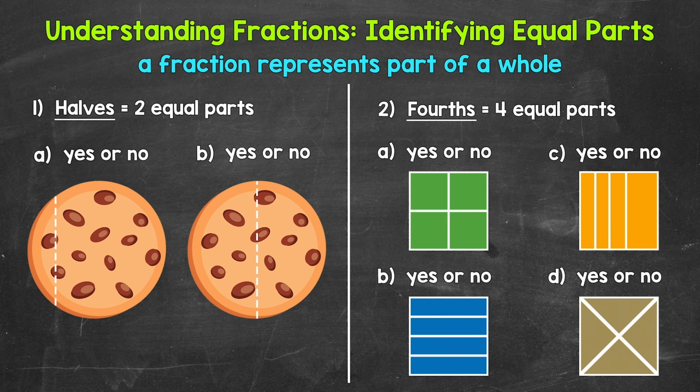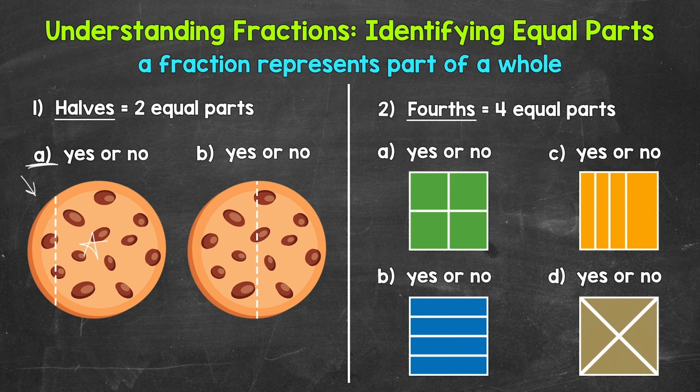Let's jump into our examples, starting with number 1 and see what this means and looks like. For number 1, we are looking at halves. That means we want two equal parts. Let's say that we want to split a chocolate chip cookie in half. Let's look at cookie A. So this cookie right here. Do we have halves, so two equal parts?